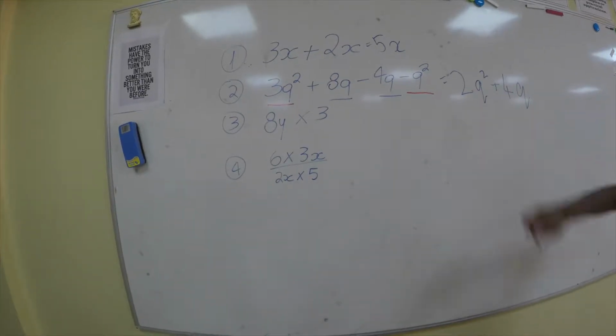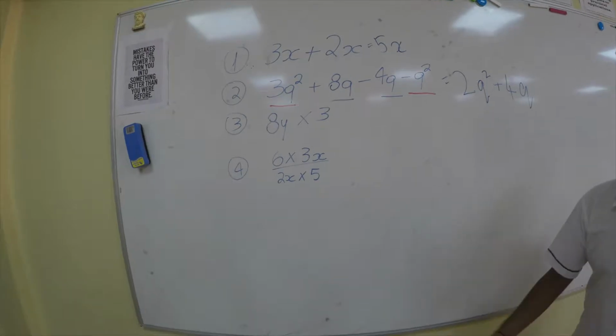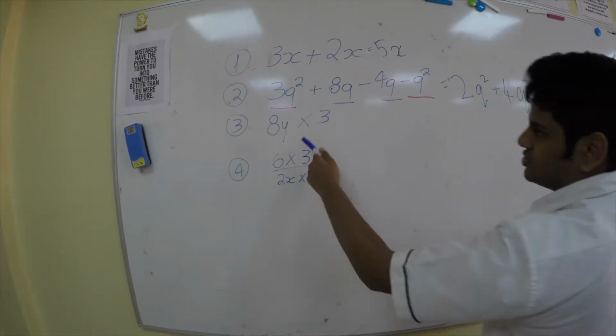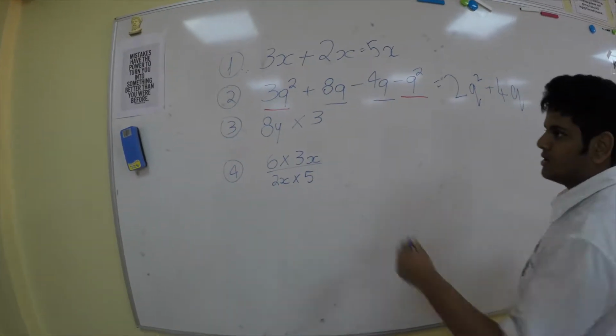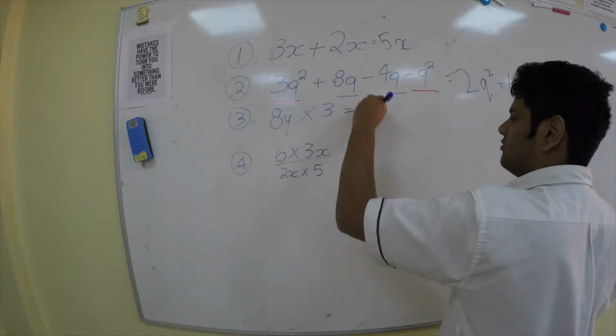And if you wanted to, you could just go ahead and take out a common factor, but you probably don't have to do this currently, so we're just going to move on to the next one. So next question, 8y times 3. So simple enough, you just multiply the 8 and 3 and make it 24y.